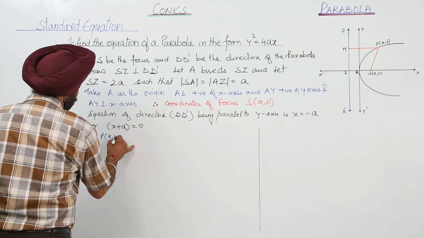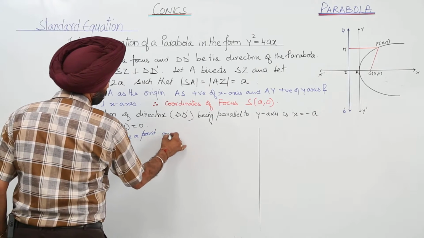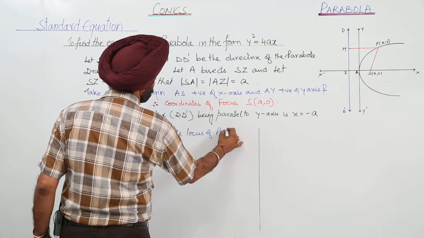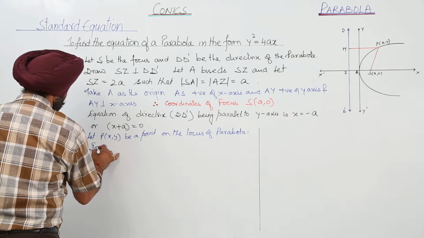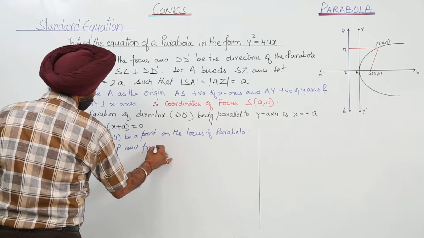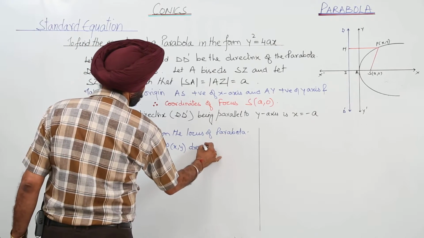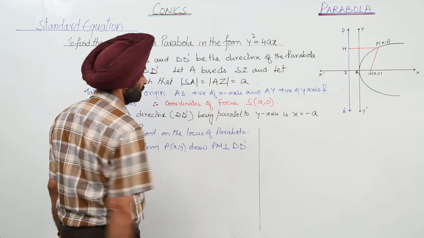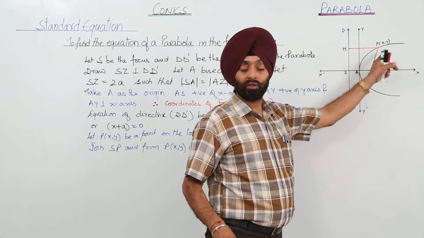Let P(x, y) be a point on the locus of the parabola. Join SP, and from P with coordinates x comma y, draw PM perpendicular to the directrix D dash. So we have mentioned what SP is, and what PM is.